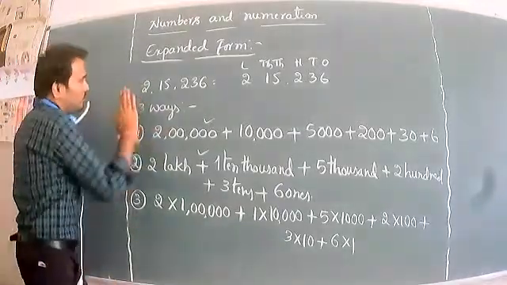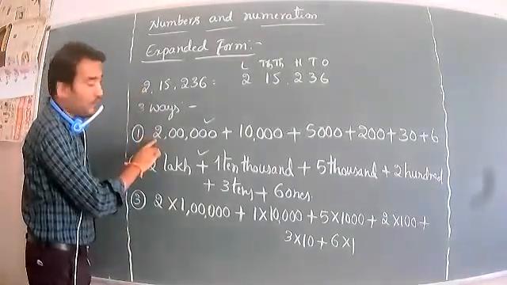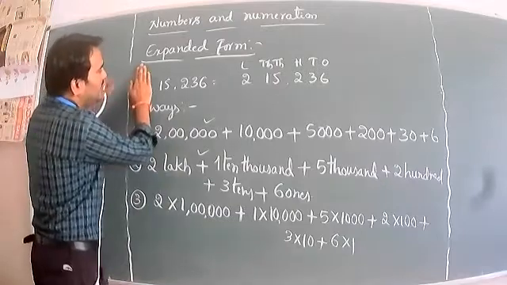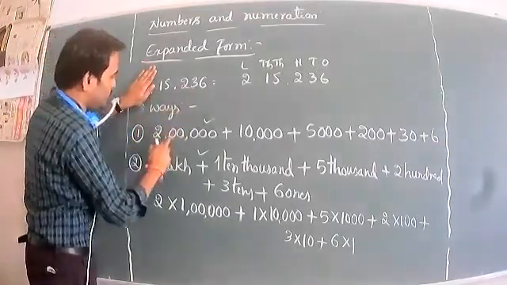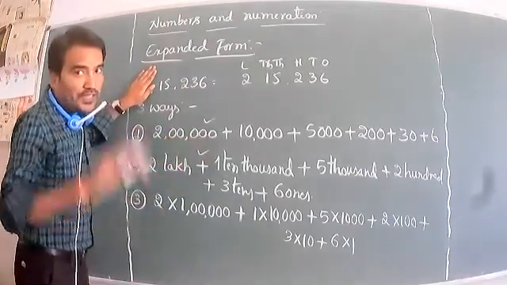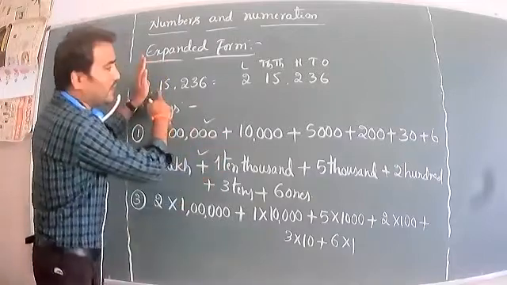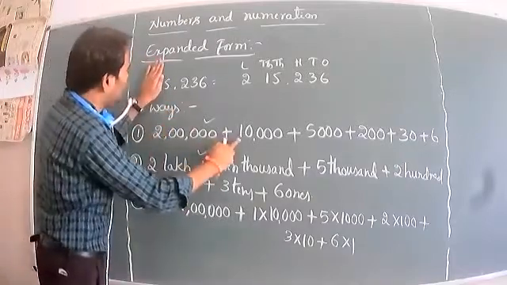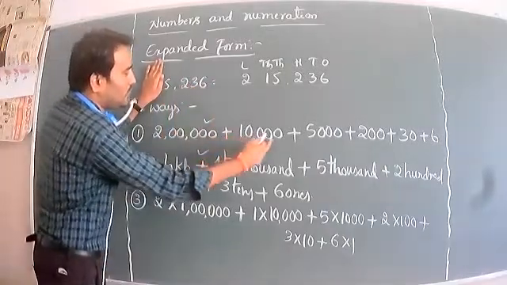When we write the first digit 2, then remaining, how many digits are there? One, two, three, four, five. So we write 1, 2, 3, 4, 5 zeros, and we can easily write the zeros. Next, I will close the one and write 10,000. One has to be written, then remaining how many digits? 1, 2, 3, 4.